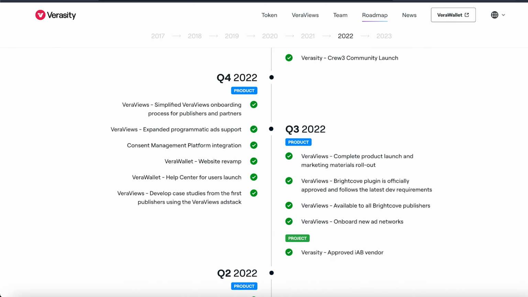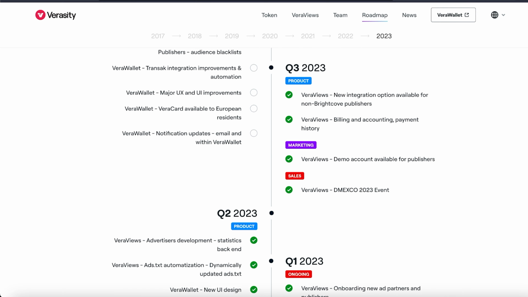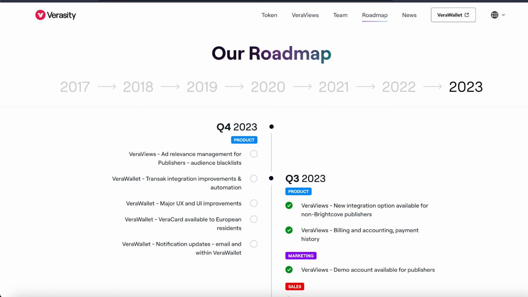So as you can see, the roadmap is pretty up to date, and I could go through the small details here. However, I don't think that it's necessary, because you can find the link in the description. What I like to see is that everything is up to date and the Q3 is completed with the check marks. I really like to see something like that. I don't know how many times they pushed it, but obviously this is a good sign. And as you can see, they have already improved the Vera wallet's UX and UI.